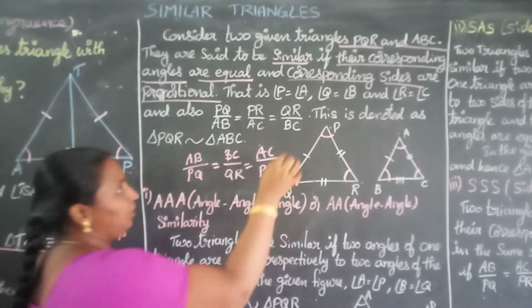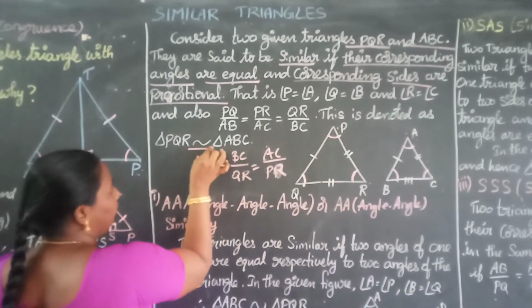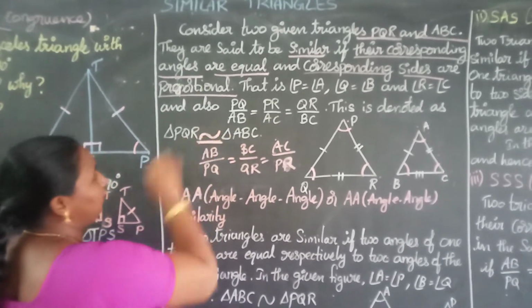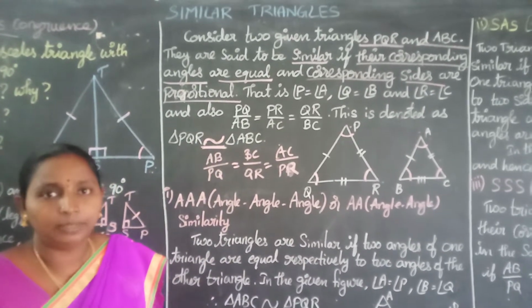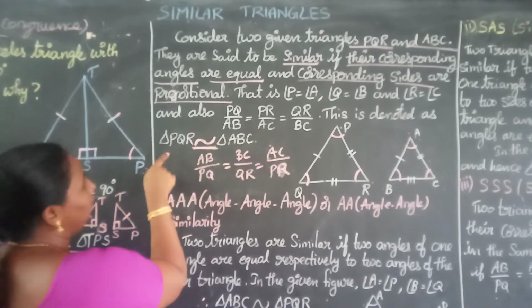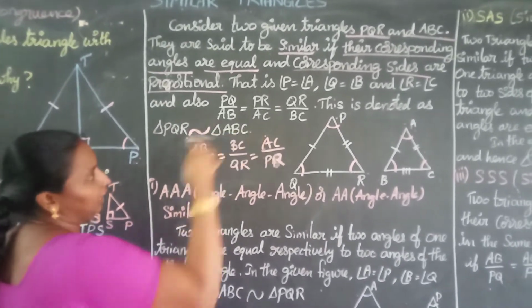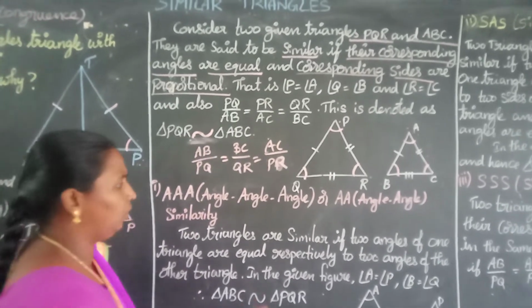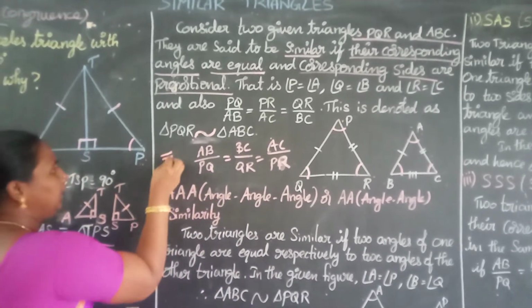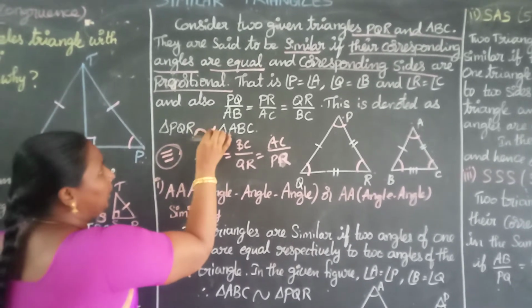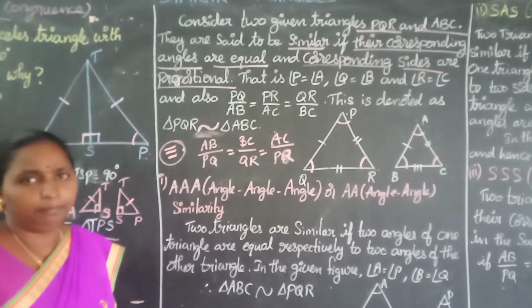Similarity is denoted by a symbol like this. If I write like this, triangle PQR is similar to triangle ABC. Already I told you the congruent symbol is three lines. This one is called the similarity symbol.